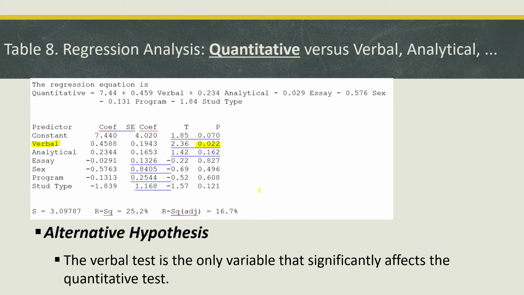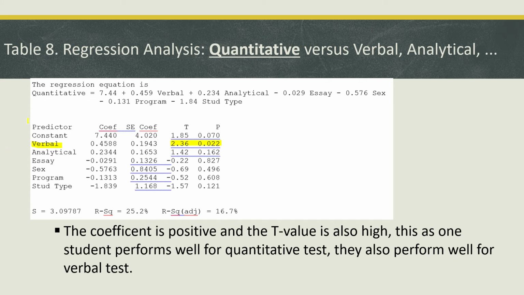For the quantitative, the case here is that the verbal test is the only variable that significantly affects the quantitative, which rejects the null hypothesis. For the quantitative versus verbal, the coefficient is positive and the t-value is also high. This means when students perform well in quantitative tests, they also perform well in the verbal test. The p-value is less than 0.05, so the null hypothesis is rejected.